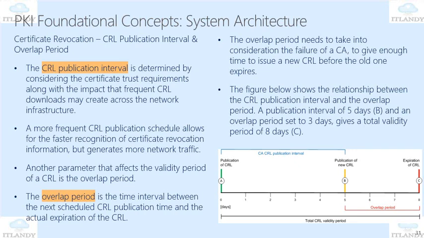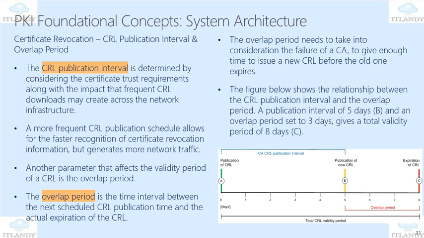Another parameter that affects the validity period of the CRL is the overlap period. The overlap period is the time interval between the next scheduled publication and the actual expiration of the CRL. The overlap period needs to take into consideration the failure of the CA, to give enough time to issue a new one. The figure below shows the relationship between the CRL publication interval and the overlap period. A publication interval of 5 days and an overlap period of 3 days give a total validity period of 8 days.